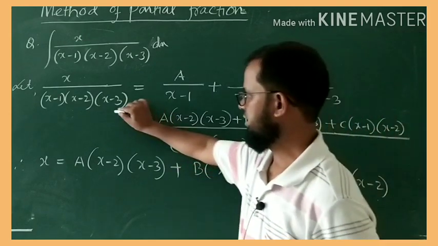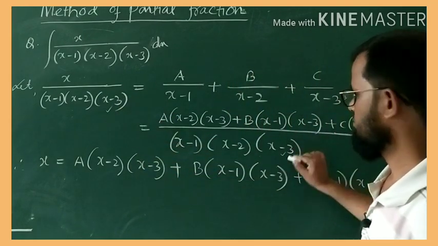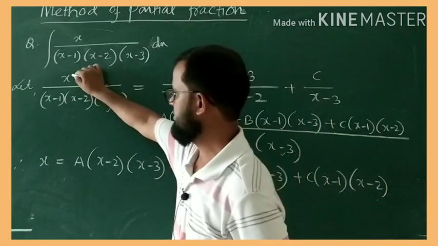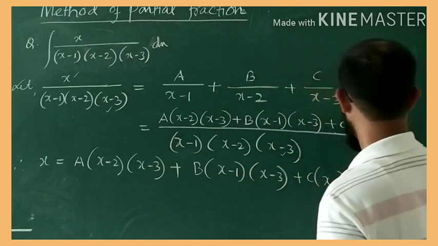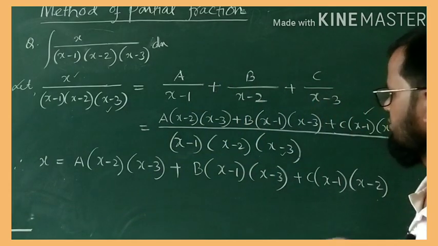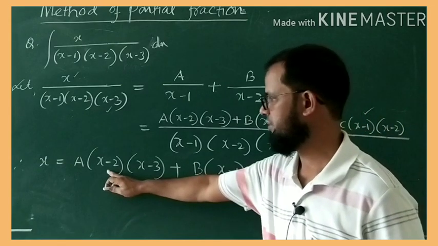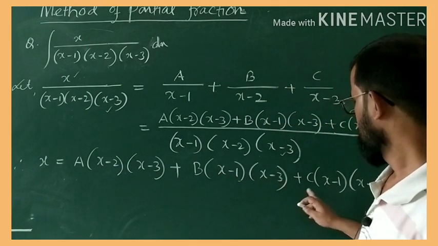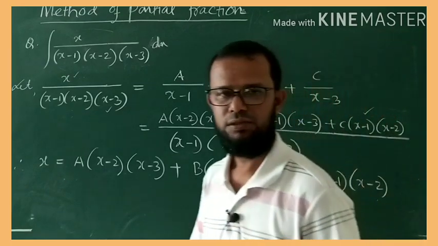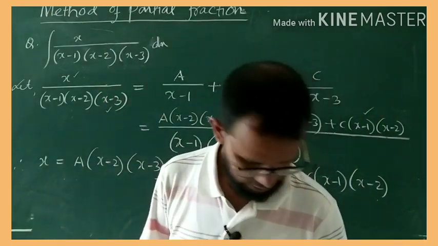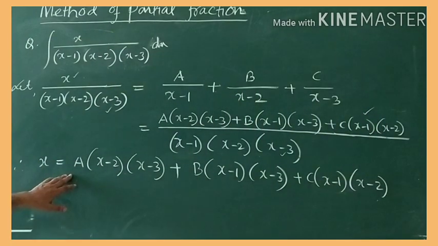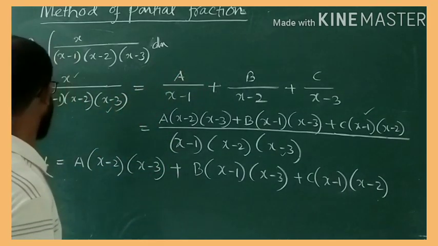Now the denominator here is this one and the denominator there is this one, so both denominators will be cancelled. The numerator on the left hand side is x and on the right hand side is this expression, so x equals a(x minus 2)(x minus 3) plus b(x minus 1)(x minus 3) plus c(x minus 1)(x minus 2). Our main target is to find the value of the constants. If we get the constants, we will replace them and finally take the integral.